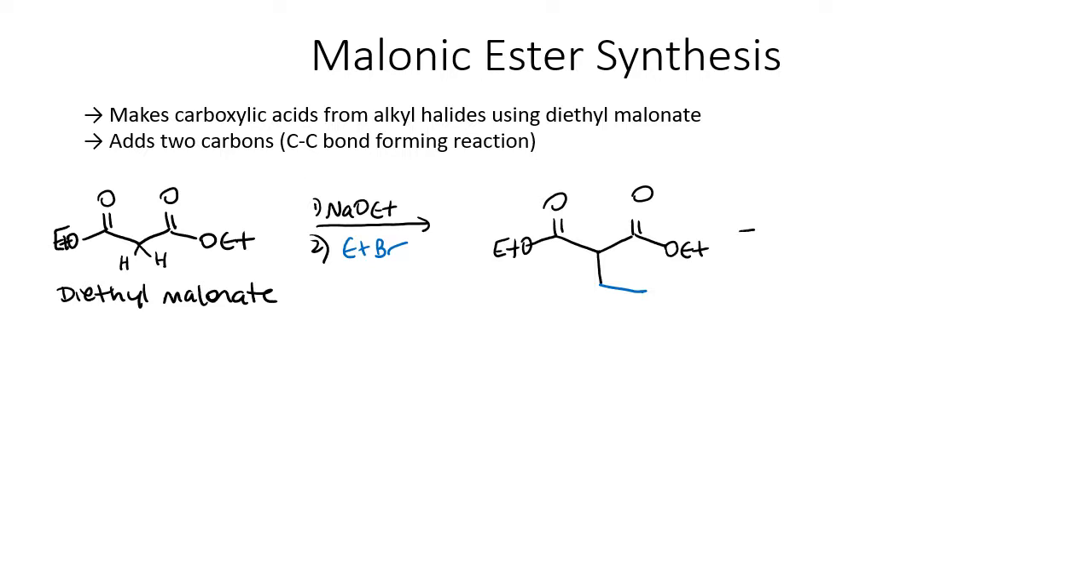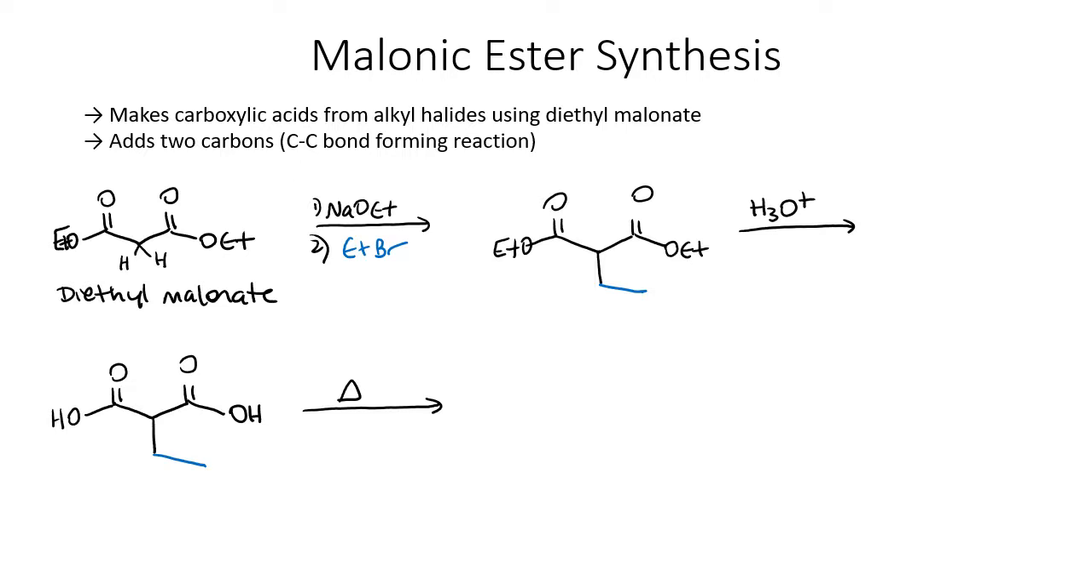Next, we will treat this molecule with H3O+. Now H3O+ is capable of turning esters into carboxylic acid. So we saw that in chapter 20. So this is our acid-catalyzed hydrolysis of esters. And we're going to convert both of these esters into carboxylic acids. Now, in the presence of heat, we can actually lose one of the carboxylic acids in a process called decarboxylation.